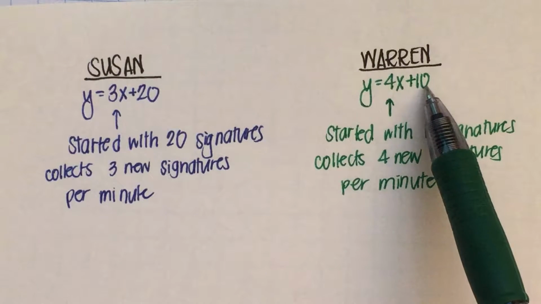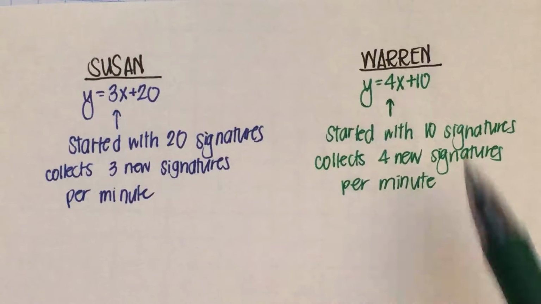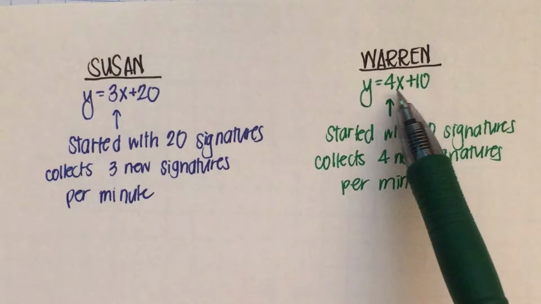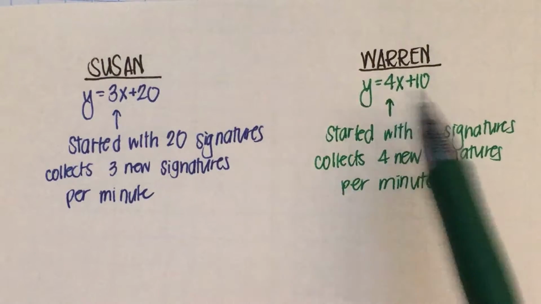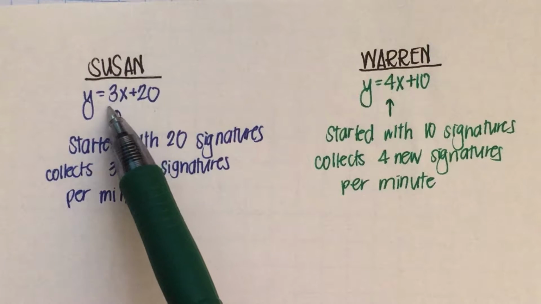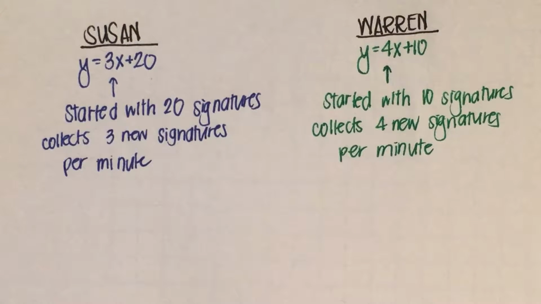Here, Warren started off with 10 and is collecting 4 new signatures per minute. So his rate is 4 and his y-intercept is 10. So your slope, your y-intercept, m, b. And this one is your y-intercept, so that's the b, and the slope is your m, and the y is equal to mx plus b.